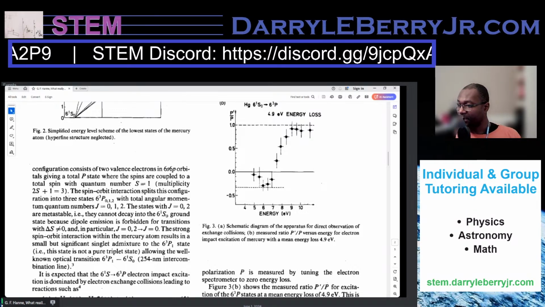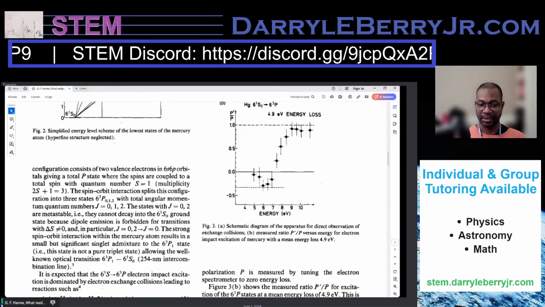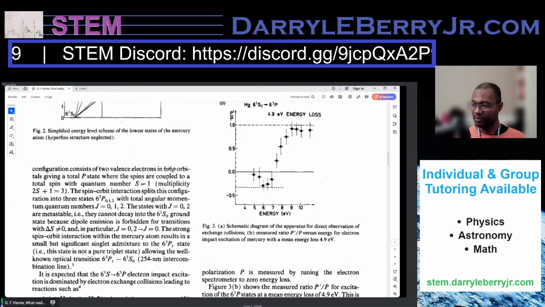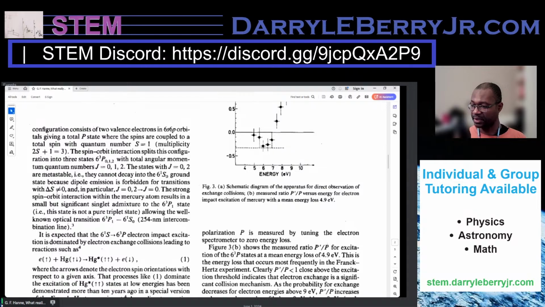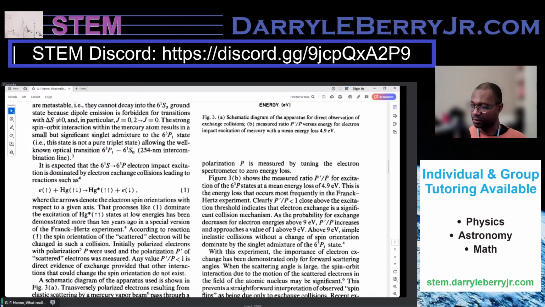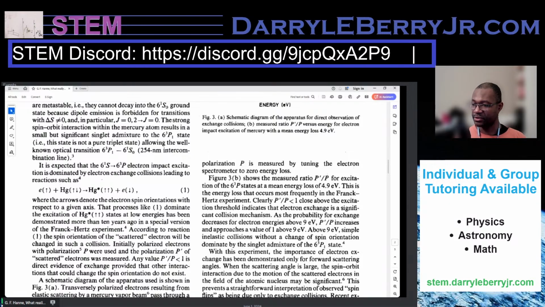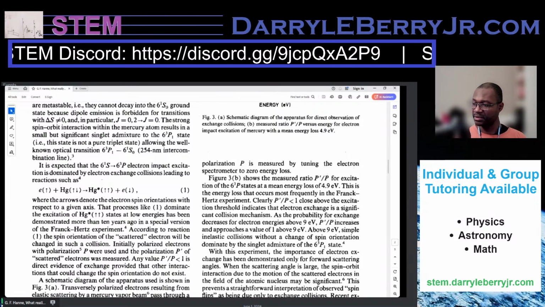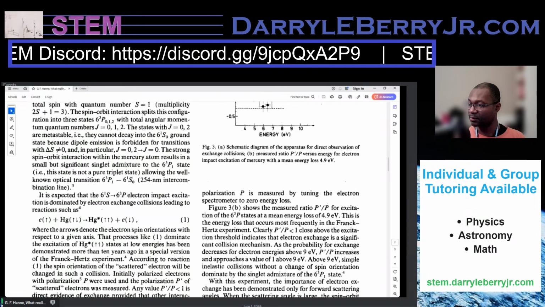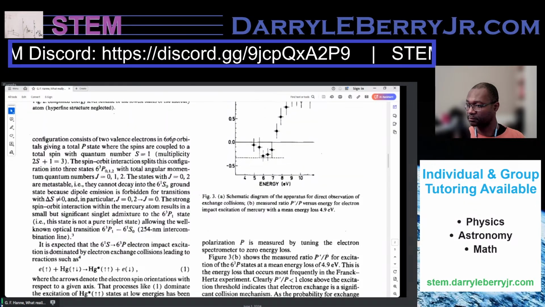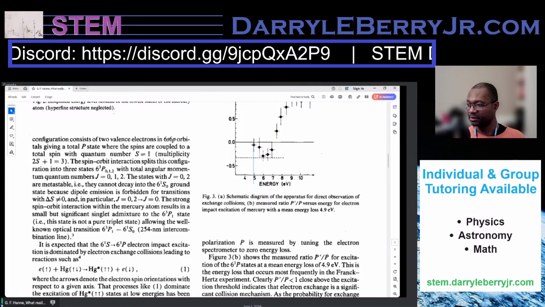And I imagine that the lines here are the error bars, the error in accurate recognition of the spin. Figure 3B shows the measured ratio P prime over P for excitation of the 6 3P states at a mean energy loss of 4.9 electron volts. Right? So it's saying right here is about the 4.9.